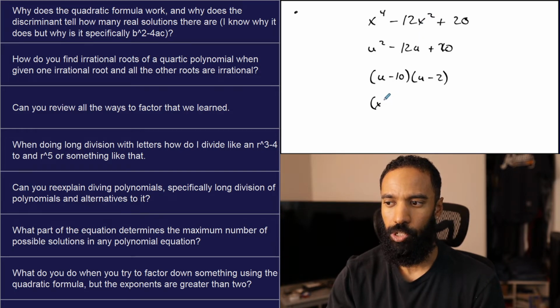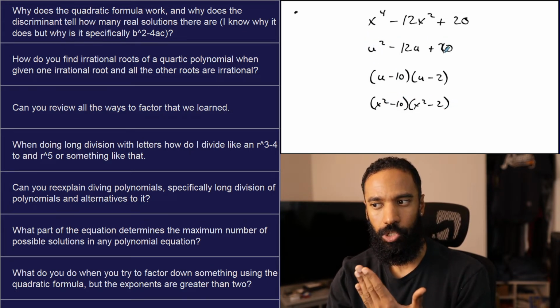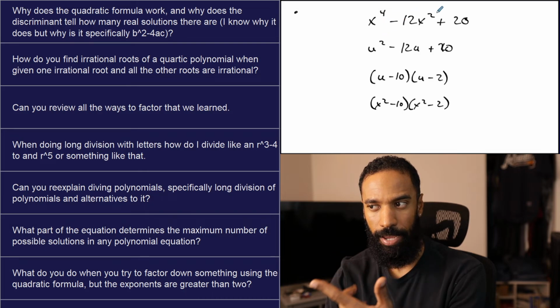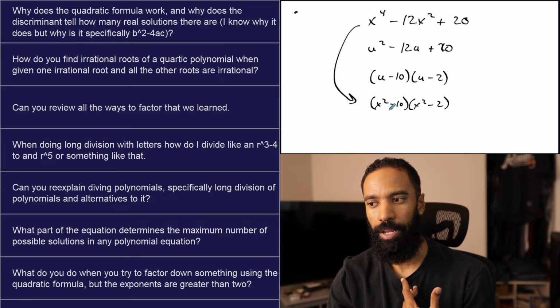U seems to take the place of x squared, so it's x squared minus 10 times x squared minus 2. That's the breakdown. You don't need the u's. I'm saying it's like that, as in its quadratic form. These things go down by even degrees to the constant. And maybe this perception helps you a little bit, but that would end up being the factoring.